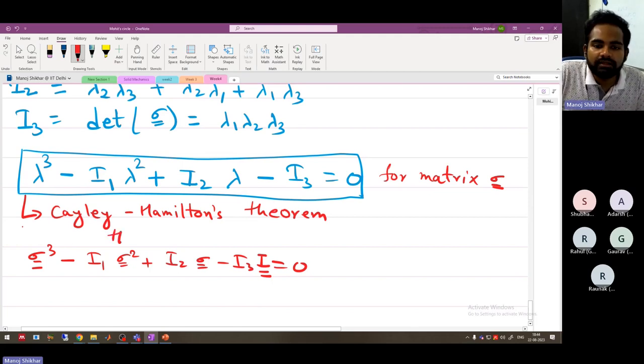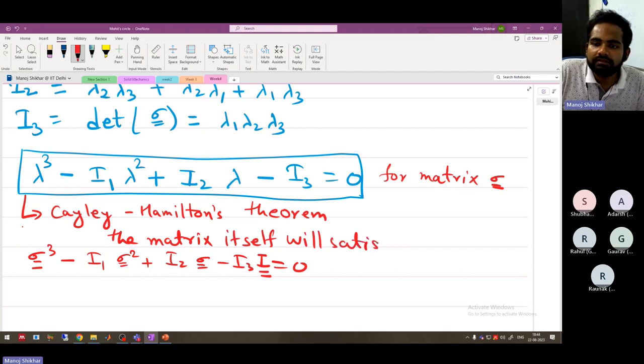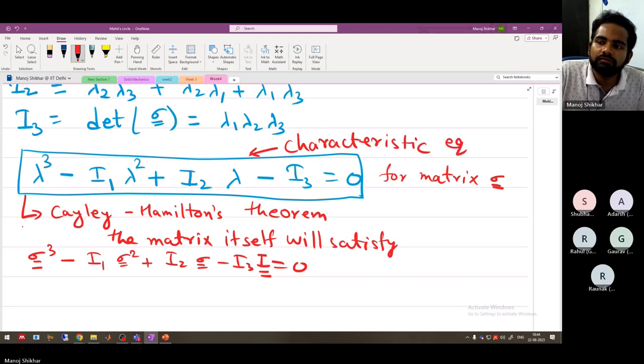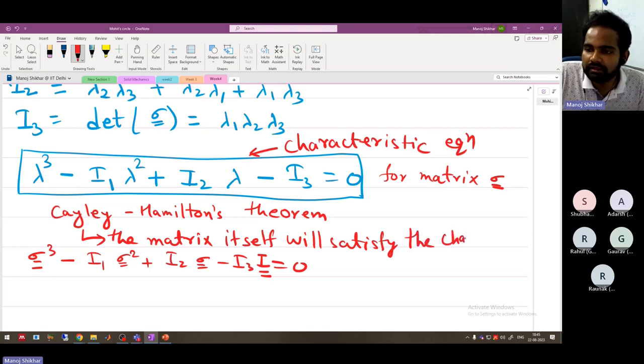So the matrix itself will satisfy. So this is the characteristic equation, not Cayley-Hamilton. Characteristic equation for matrix sigma. And the Cayley-Hamilton theorem says that the matrix itself will satisfy the characteristic equation.